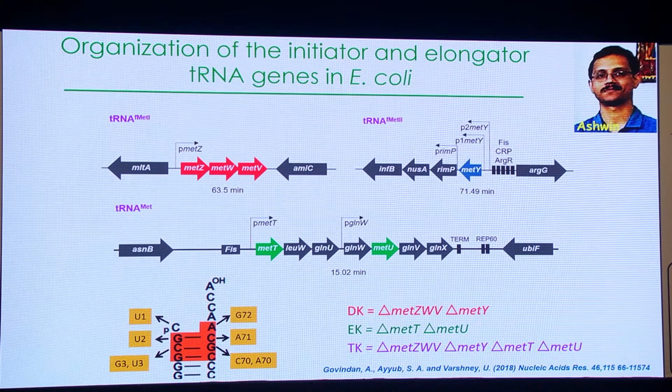And therefore, Ashwin in the lab decided to take this forward, and his task really was that if you look at these loci for initiator tRNA and elongator tRNA, there are 2 genes for elongator tRNA, and there are 4 genes for initiator tRNA, that he should be able to knock out all of these 6 genes and ask whether the strain now survives on these mutant tRNAs. And this is precisely what he did. He gave a definition of DK, meaning both the initiator tRNA loci are gone, EK, both of the elongator tRNAs are gone, and TK, triple knockout, all of these genes are gone.